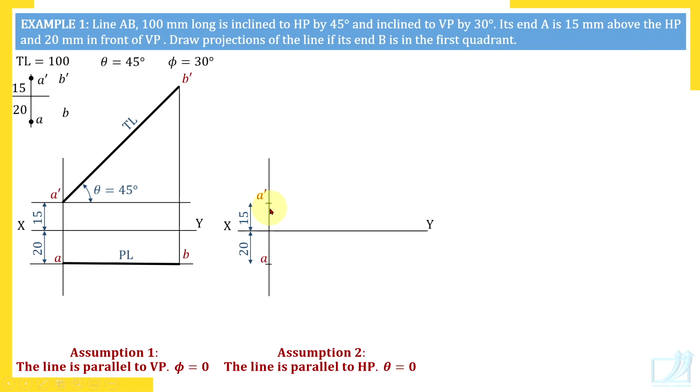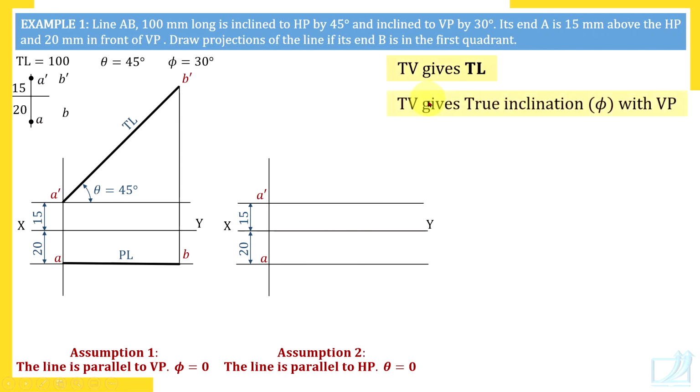Draw horizontal lines through A dash and A. So same thing what we did here in the first stage. In this case, what we know is top view is true length, top view gives true inclination with VP, and front view is parallel to XY line. What is true inclination with VP? 30 degrees. So let's measure 30 degrees at point A.